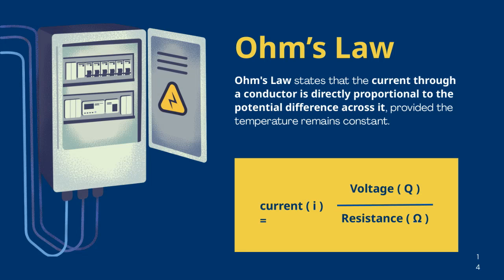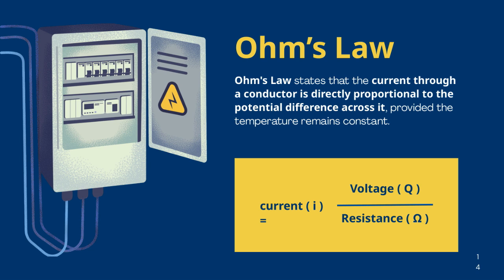All right, let's take a closer look at slide 14. Here, we see the symbols for resistance, voltage, and current. Resistance is measured in ohms, which we write as omega, and it essentially tells us how much a material opposes the flow of current. Voltage, represented by Q here, is the potential difference that drives the current through the conductor. And then we have current, denoted as I, which is the flow of electric charge.